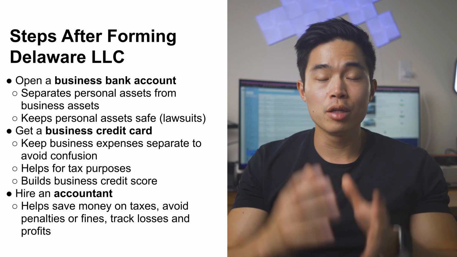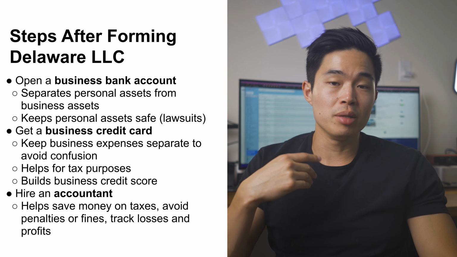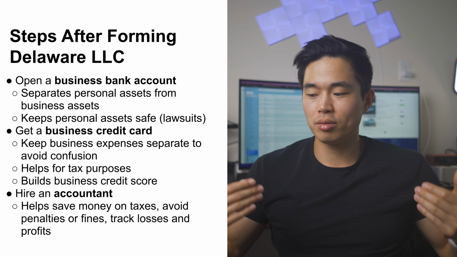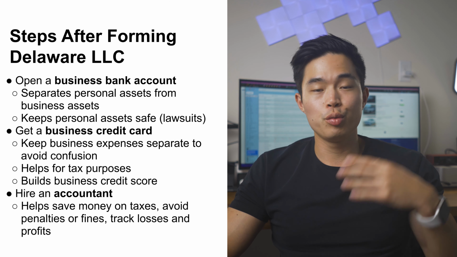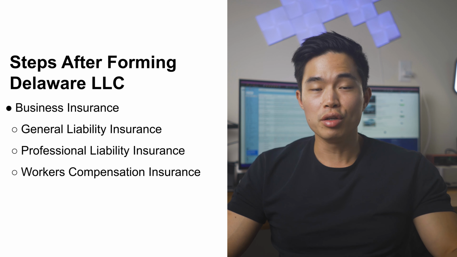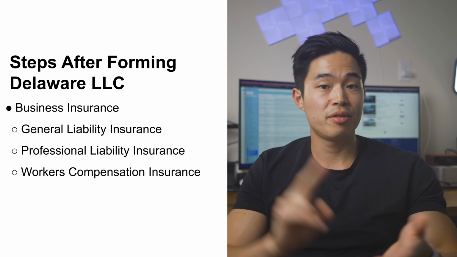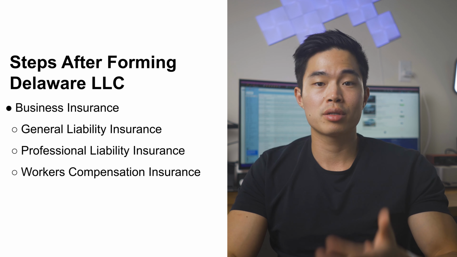After you set up your Delaware LLC, you're going to want to open a business bank account. You may want to get a business credit card. And of course, to keep all your taxes on point, you will want to have an accountant. You also may need or want business insurance. This includes general liability insurance, professional liability insurance, and workers' comp insurance.